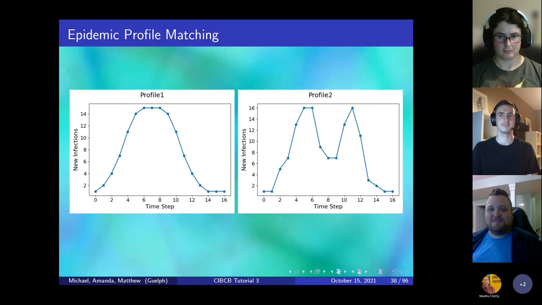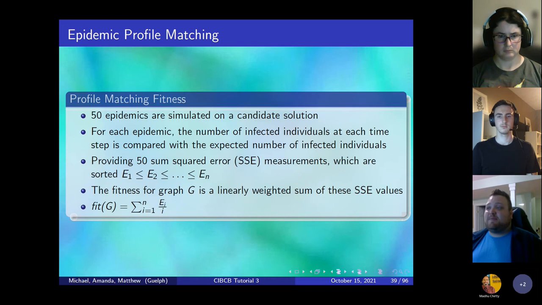And so how do we use these to create a fitness value? Well, we simulate 50 epidemics on a candidate solution. For each of these epidemics, the number of infected individuals at each time step is compared with the expected number of infected individuals according to the profile. This provides 50 sum squared error measurements, which are sorted in an increasing fashion. The fitness of the graph is a linearly weighted sum of these SSE values, or sum squared error values, and is calculated as that function describes.